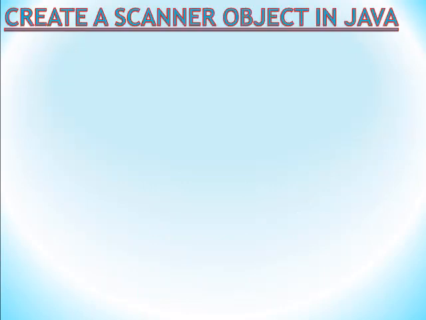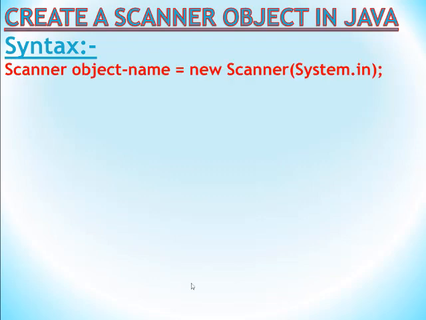After importing, the next step is to create the Scanner object in Java, and the syntax used is, how do you create an object? First you write the name of the class, which is the Scanner class here. This is the name of the class, and then you can select any object name of your choice. This is defined by the user, or you can change its name. Any name you can use here.